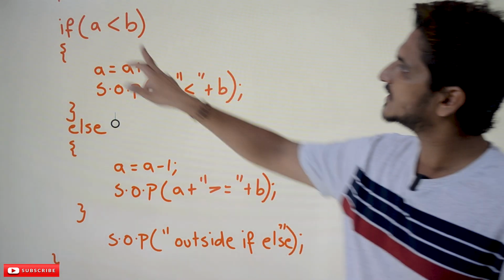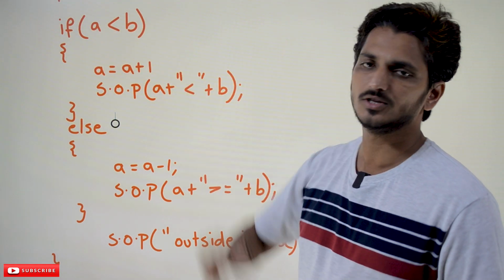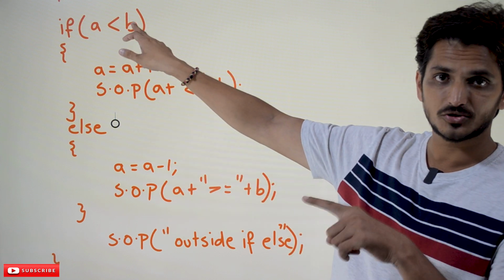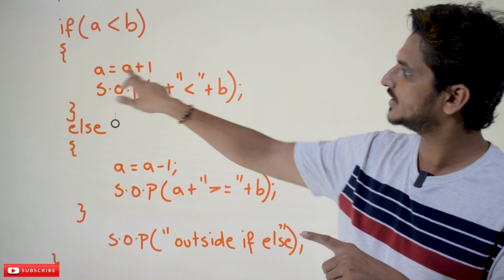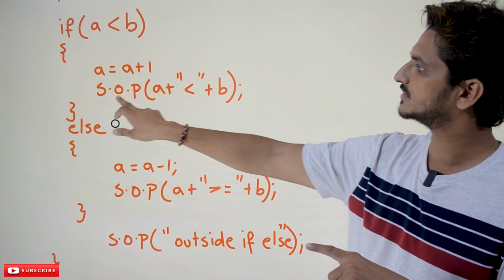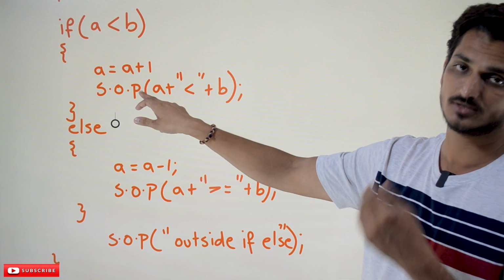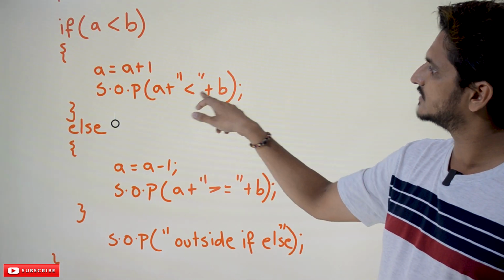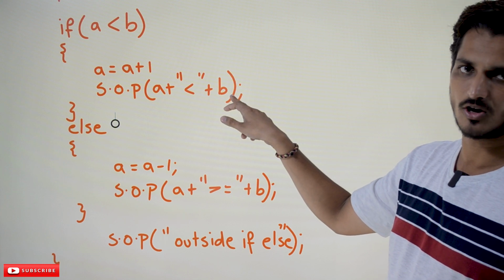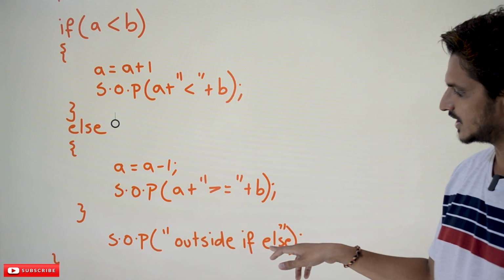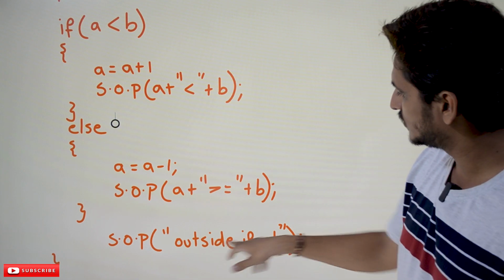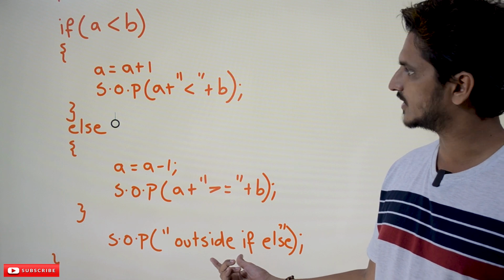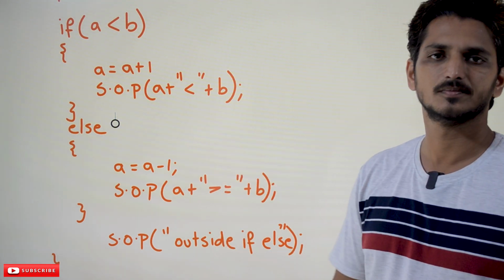Once you understand, take this example: a is equal to 20, b is equal to 30. What is the output? 20 less than 30, the condition is true, so it is going to execute this. a is equal to 20 plus 1, which is 21. System.out.println, which I have written as a shortcut, displays a, which is 21 less than 30. So this is the output. After that, System.out.println outside the if else statement displays its output.